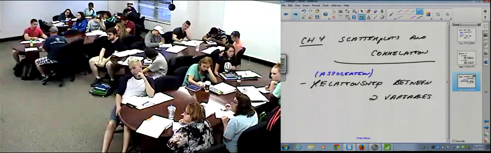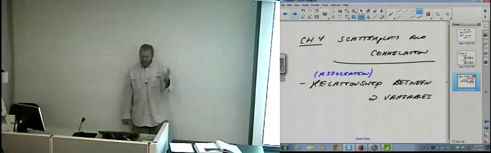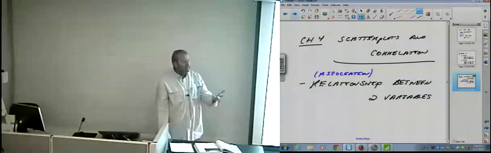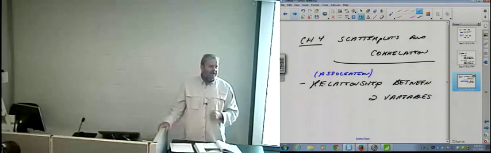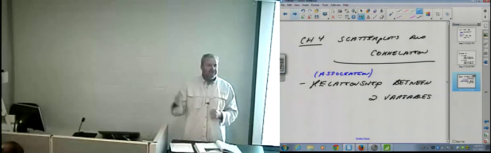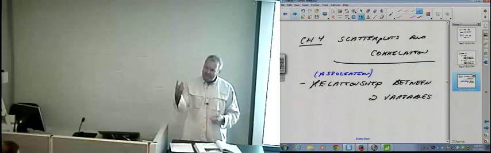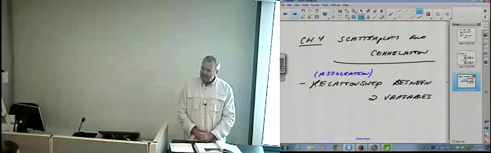Sometimes you'll hear me say the association between the two variables, or the relationship between the two variables. Now, here's the deal. In Chapters 4 and 5, we're looking at two quantitative variables. In Chapter 6, what's left? Let's look at two quantitative variables.